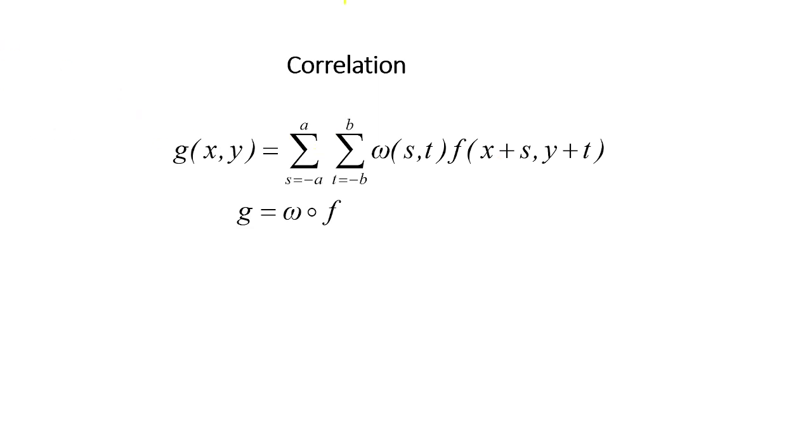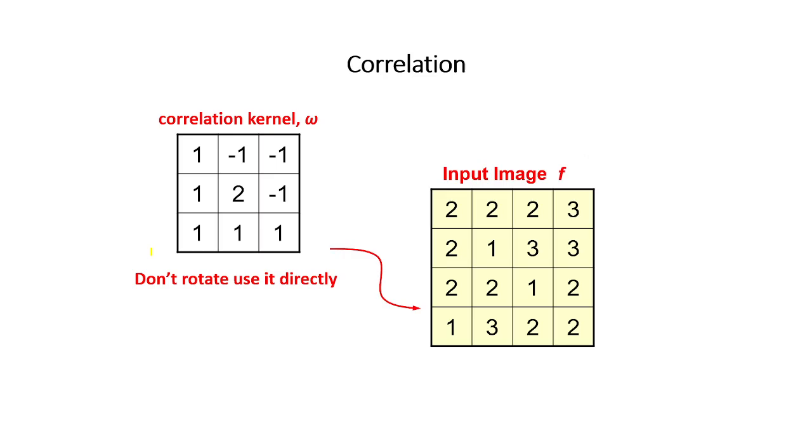That means the new value is the sum over the neighboring pixels, where a and b are the masking values, multiplied with f of x plus s and y plus t. Its product sum is what we get, the correlation new value for the output image.